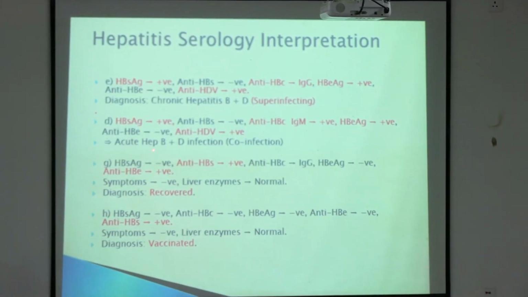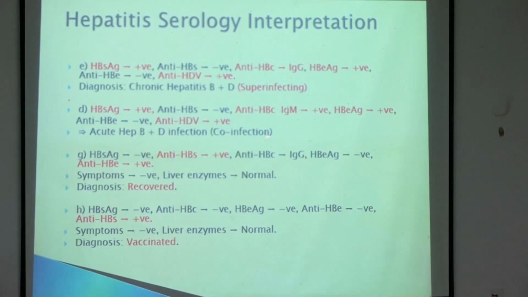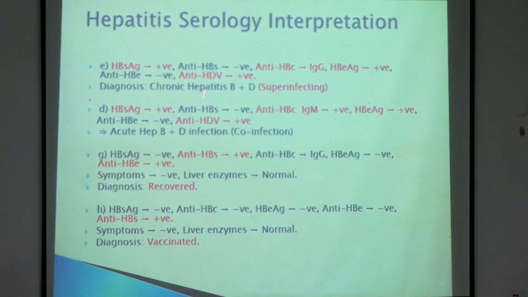So super infection we have. Then you have acute hepatitis B plus D infection, co-infection. There's recovered phase. Let us see this. We have spoken about this too. What about the recovered phase? When you say your patient is recovered, what test will you do? He is under treatment under you. Now, कैसे determine करोगे कि ये recovery हो गया?